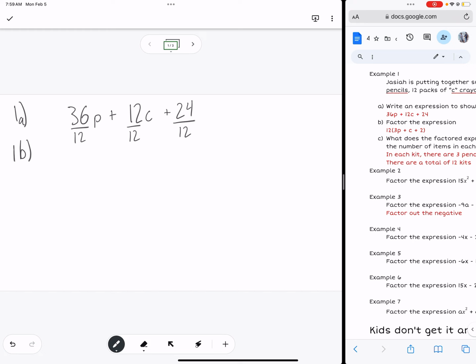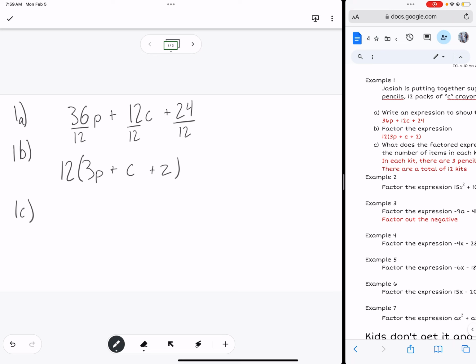So 1B, when I divide everything by 12, what do I get? 3P plus 1C plus 2, and that's inside the parentheses. What's on the outside? Is it the same? 12. Yeah, same thing. 12. There you go. You could just put the letter C. It's extremely easy. And then 1C, right?